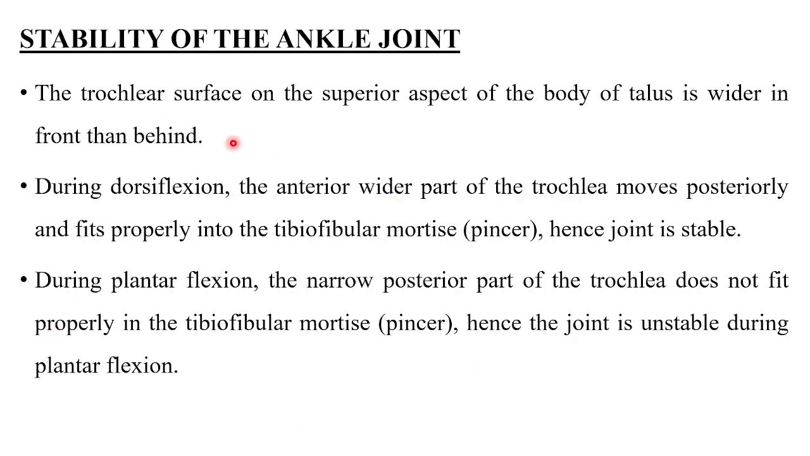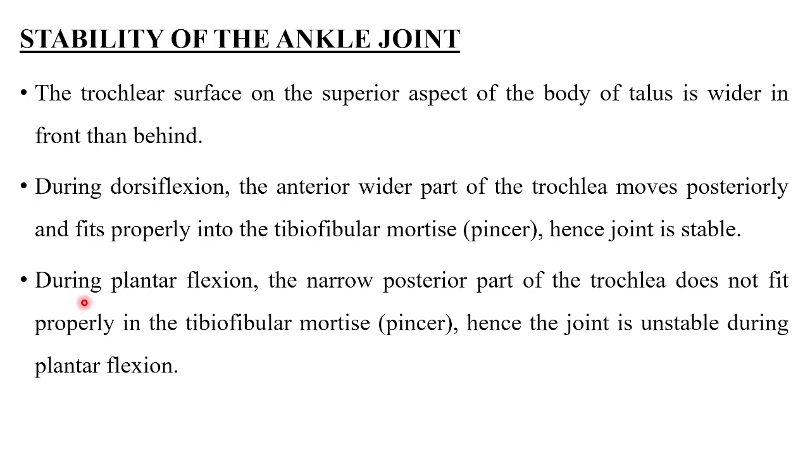Coming to the stability of the ankle joint, the trochlear surface on the superior aspect of the body of the talus is wider in the front, the anterior aspect, than the posterior aspect. So during dorsiflexion, the anterior wider part of the trochlea moves posteriorly and fits properly into the tibiofibular mortise. Hence, the joint is stable. In other words, dorsiflexion is the more stable position of your ankle joint.